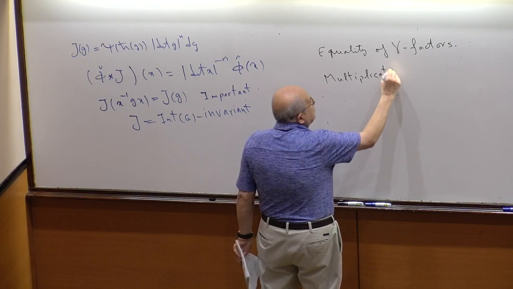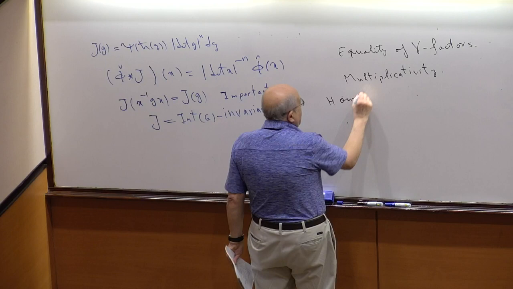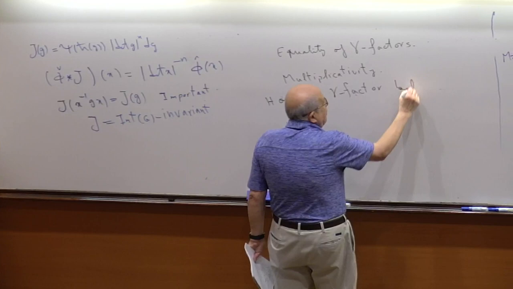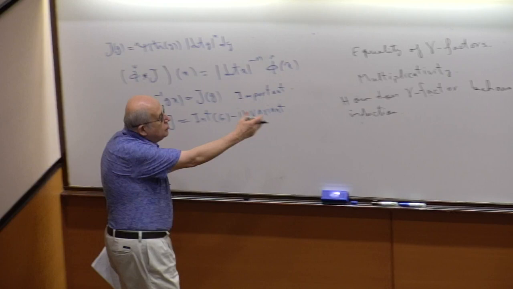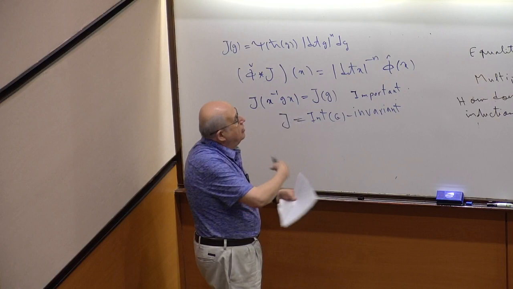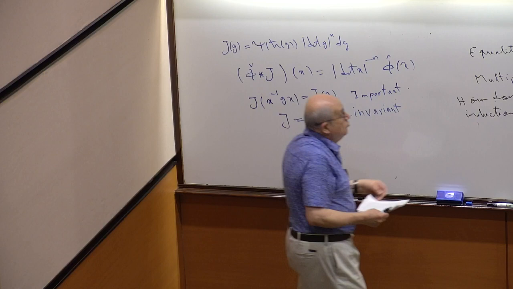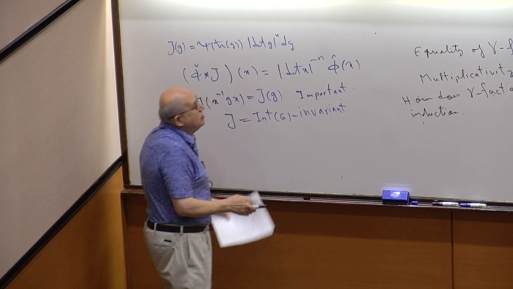Basically, multiplicativity is: how does this gamma function, which I think I erased, behave under induction? In the Langlands-Shahidi method, this is just a simple fact concerning the intertwining operator being a multiplicative object. So it becomes a product of rank one operators, and that implies that the local coefficients are, and then you have to do some work and show that the gamma factors are. In Rankin-Selberg, this is usually pretty hard.